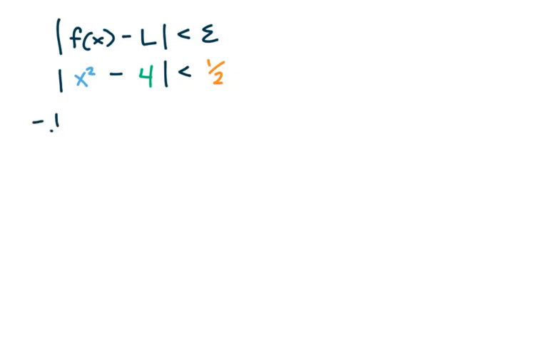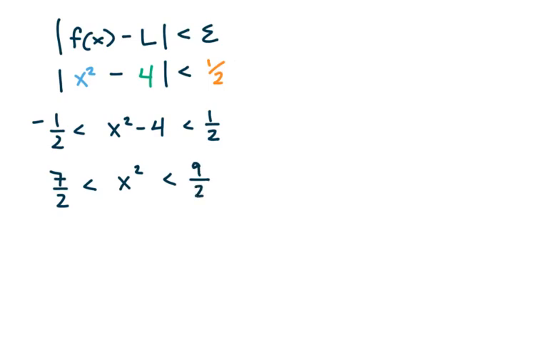So that would be -1/2 less than x squared minus 4 less than 1/2. I'm going to add 4 to both sides. 7/2 less than x squared less than 9/2. And then we would square root both sides. Plus or minus the square root of 7/2 less than x less than plus or minus the square root of 9/2.